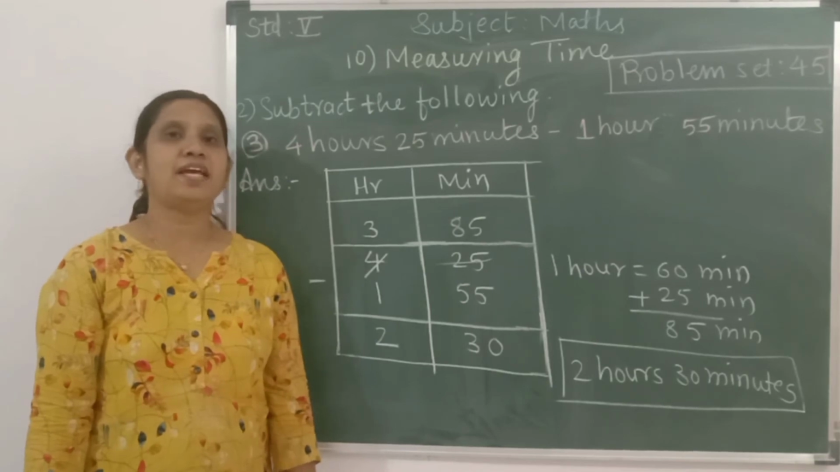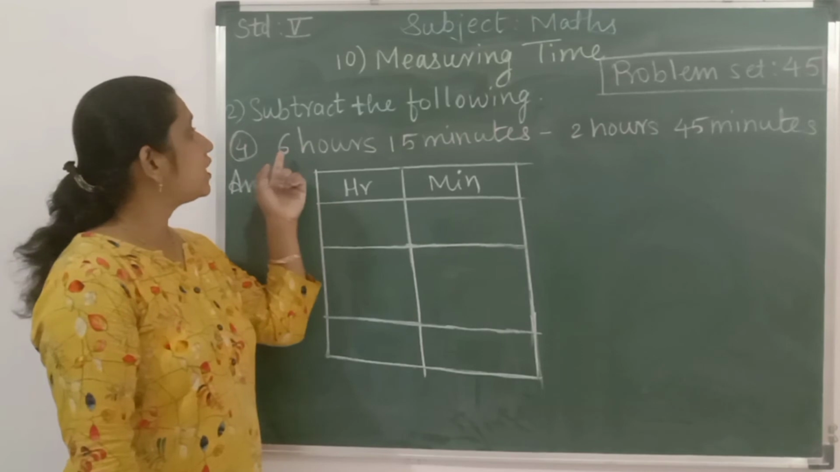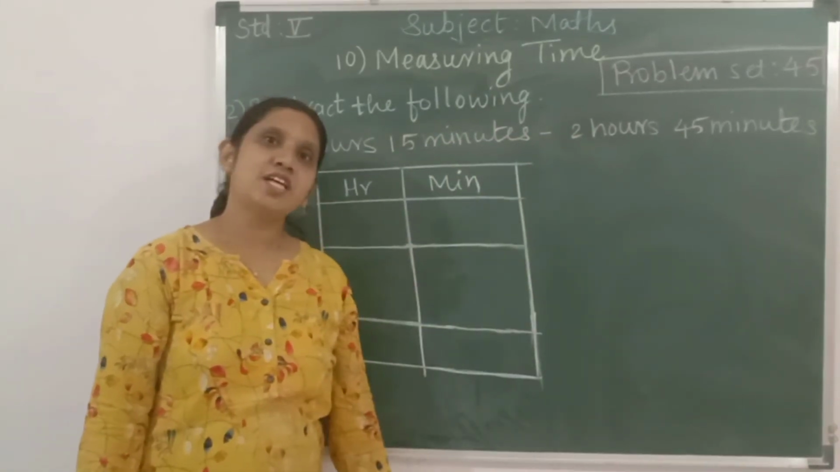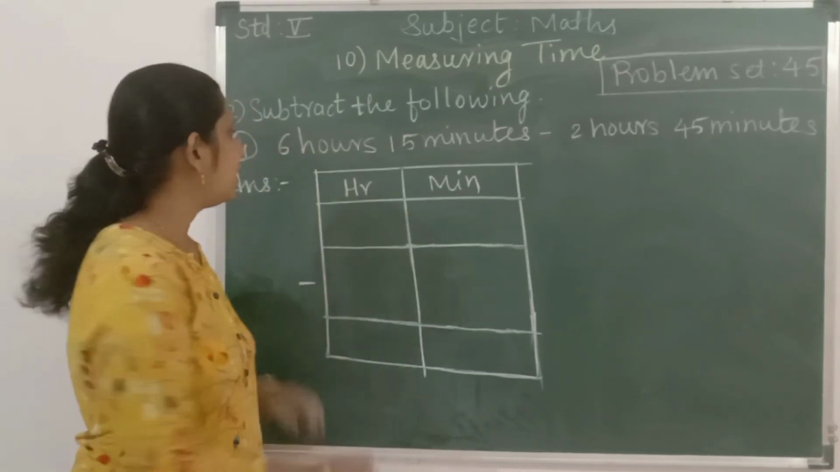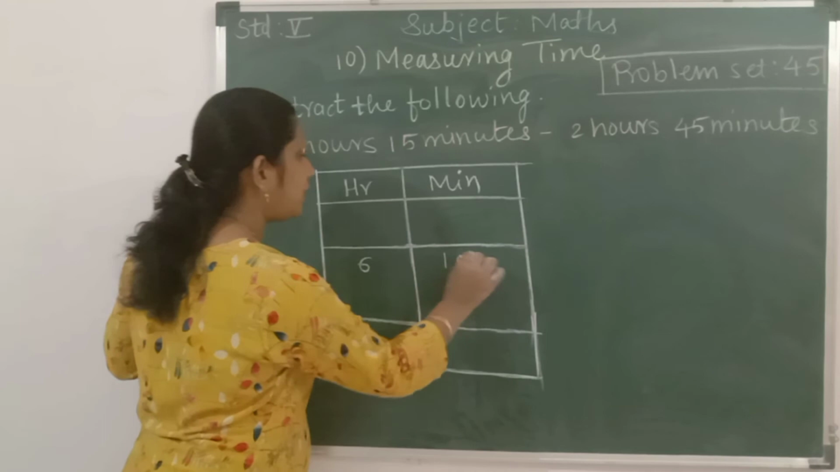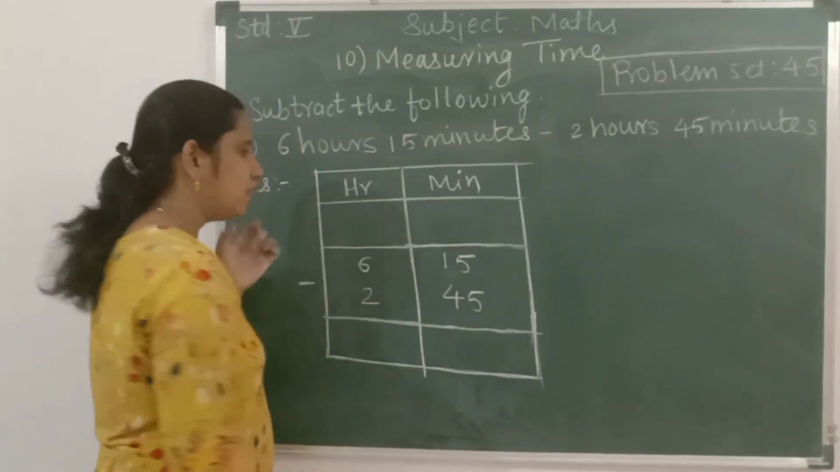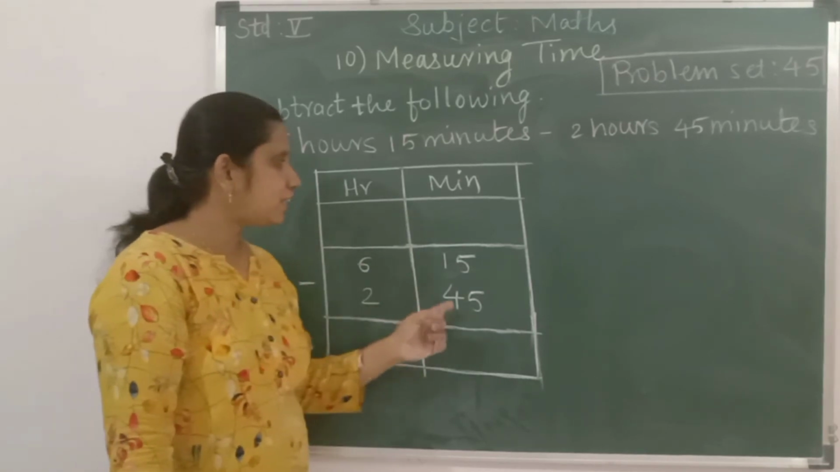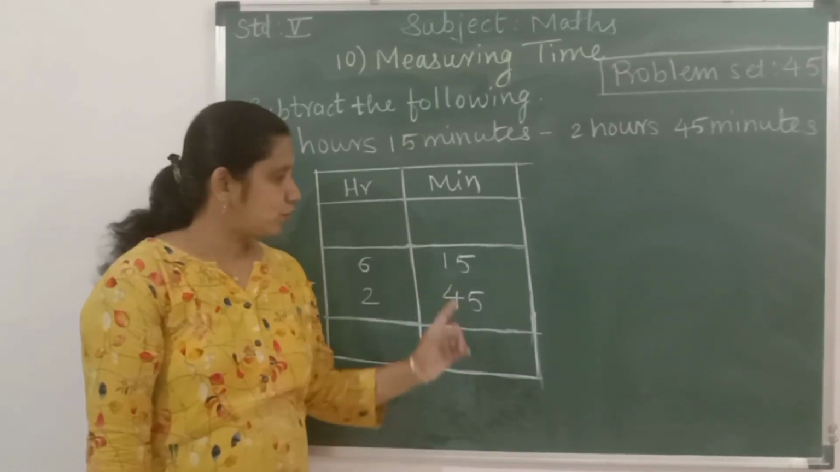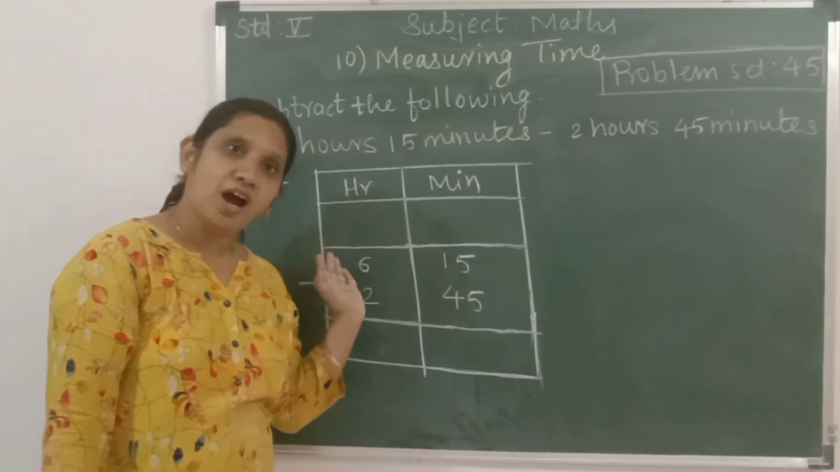Now let us solve example number 4. Students, let us see this example. What is given? 6 hours 15 minutes minus 2 hours 45 minutes. So let us write the numbers in the appropriate column. 6 hours 15 minutes minus 2 hours 45 minutes. Students, can I subtract this 45 minutes from 15 minutes? Of course no, because 45 is greater than 15. So I have to borrow from the hour column.